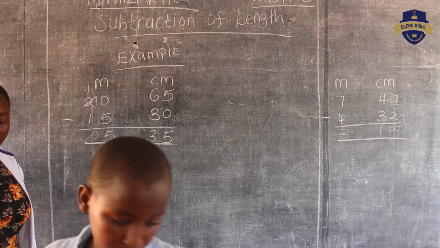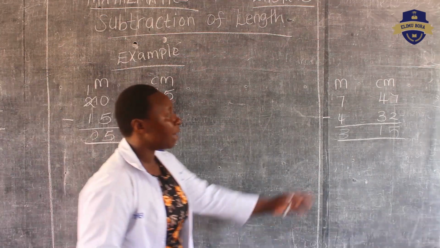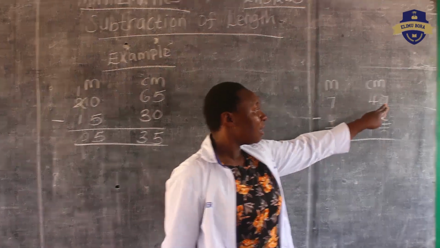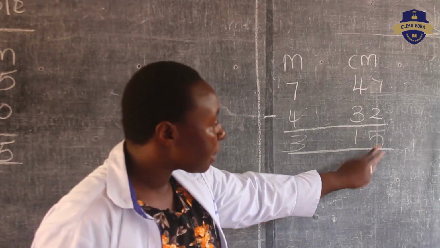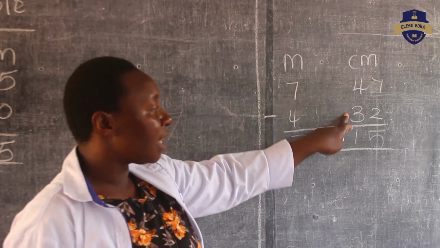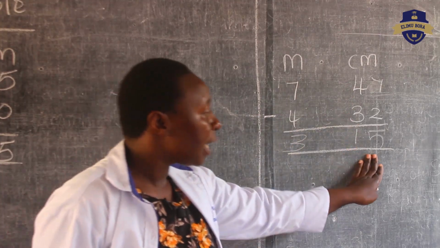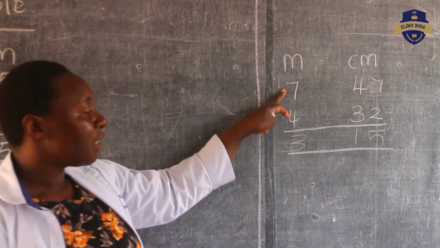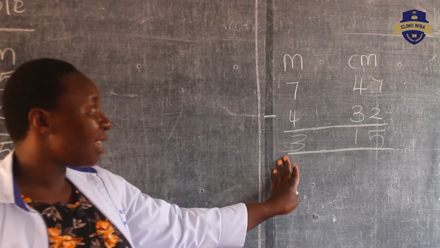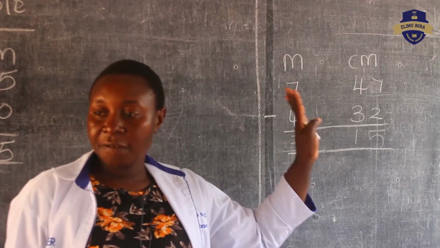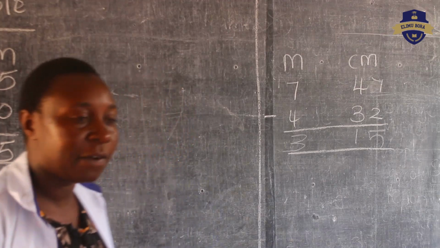Let us check whether he has gotten it right. So we are having 47 centimeters. 7 take away 5, what do we get? 2. He has written 2. 4 centimeters take away 3. So we have 12 centimeters. 7 meters take away 4 meters. 3 meters. So the answer is 3 meters and 12 centimeters. Can you clap for him?